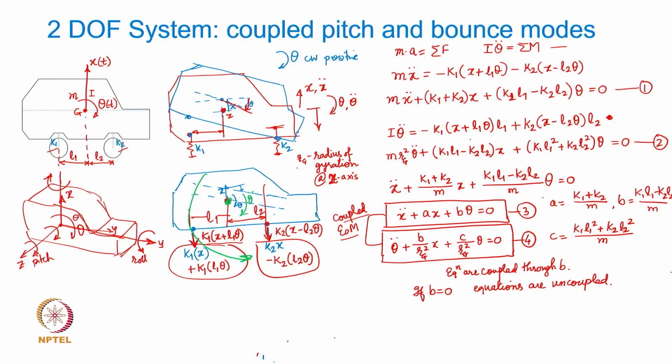Now what is B? B is K1 L1 minus K2 L2 upon M. When we say this B is equal to 0, equations are uncoupled. So for the equations to be uncoupled, what we can say is K1 L1 should be equal to K2 L2. This is the condition for decoupling of the two modes, okay, bounce and pitch.